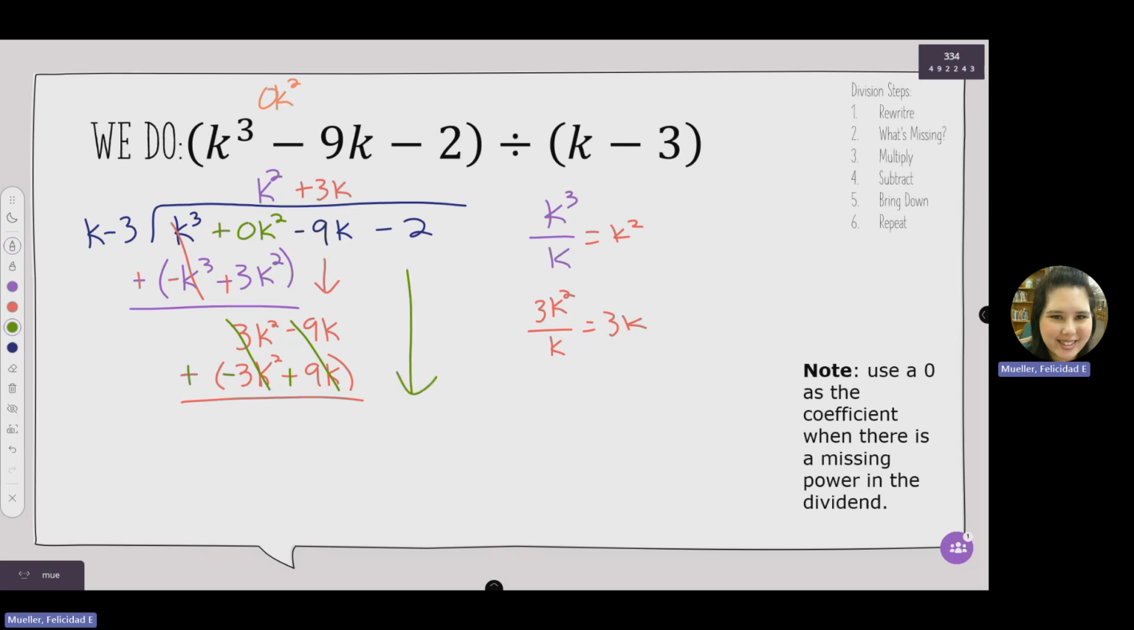Bring down the minus 2. This is because of 0. There is nothing I can multiply k by to get negative 2. So this is actually my remainder. So we have a remainder of negative 2. Another negative. Crazy. Who would have thought? So our final answer is going to be k squared plus 3k minus 2 over k minus 3.